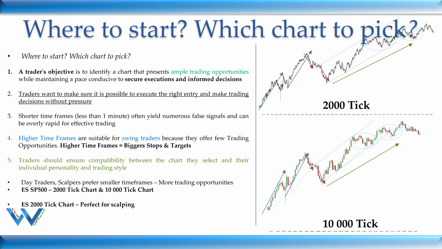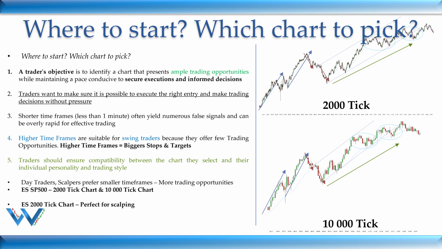You need to understand that the chart you're going to select needs to fit your individual personality and your trading style. You need to be comfortable with the chart you're going to be trading. On the right, you can see we have 2000 tick chart for the ES and we have 10,000 tick chart for the ES. 10,000 tick chart, as you can see, looks good, is symmetrical, key entry points are easy to find, but it offers low amount of trading opportunities and it's mainly used for higher time frame analysis.